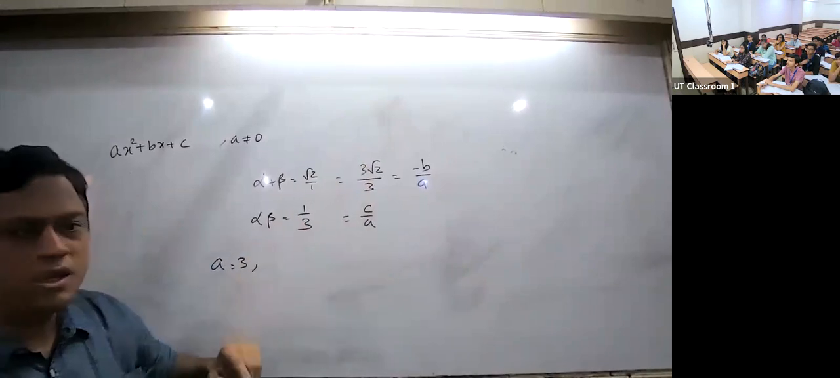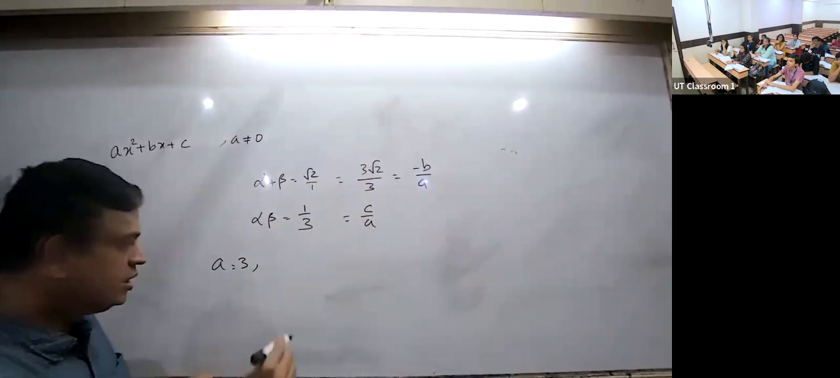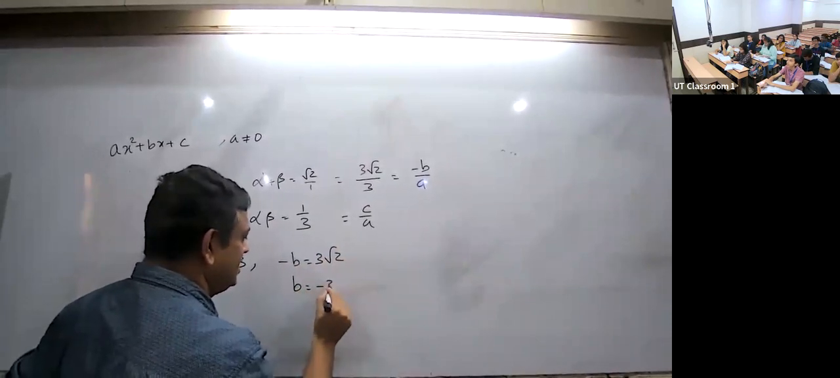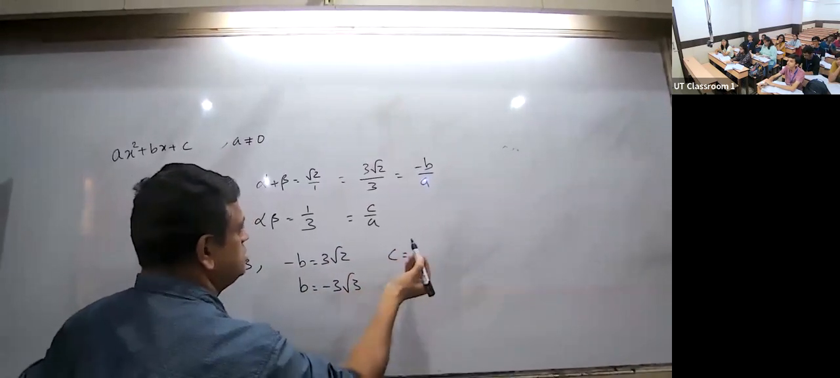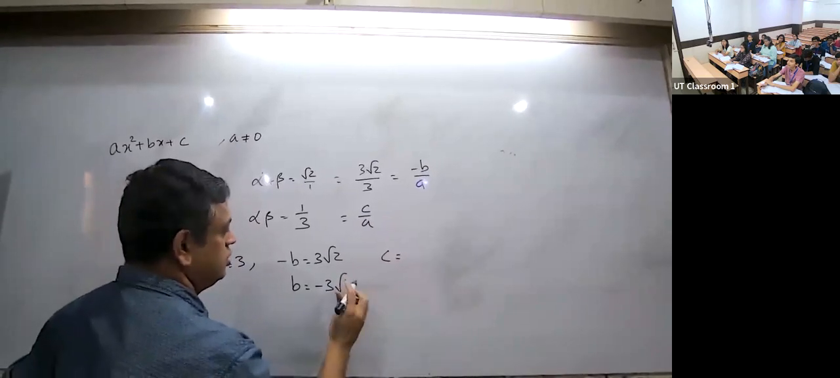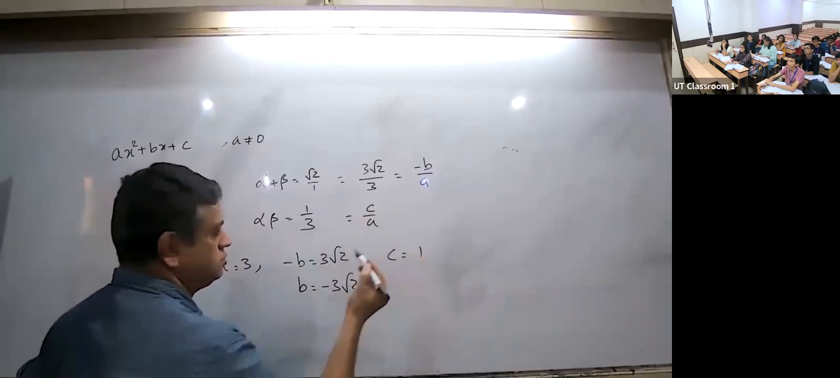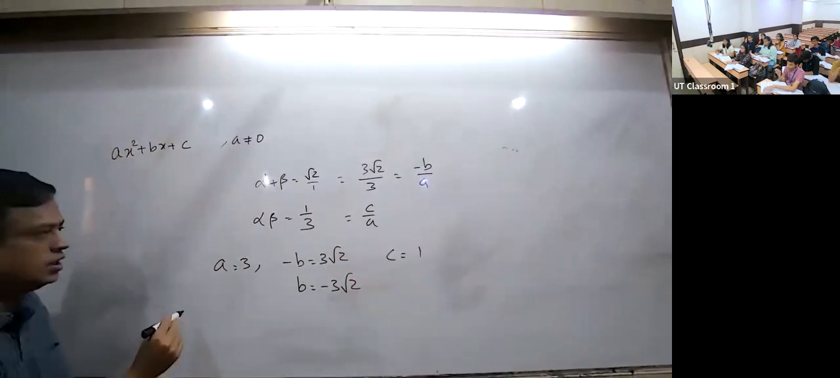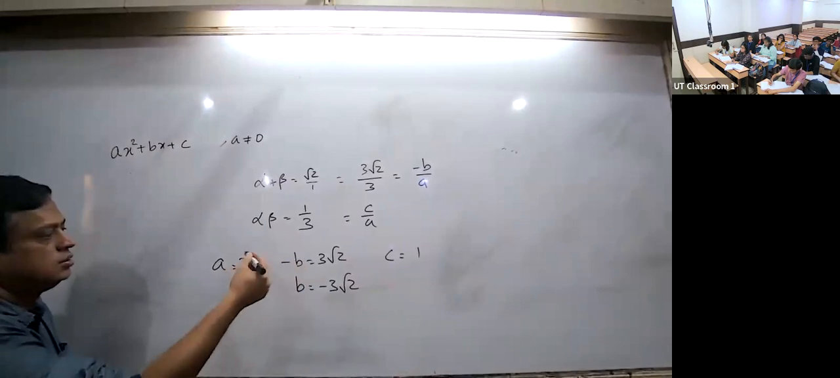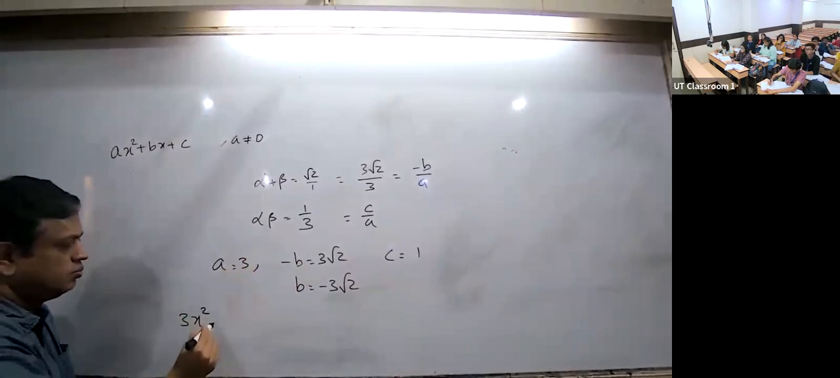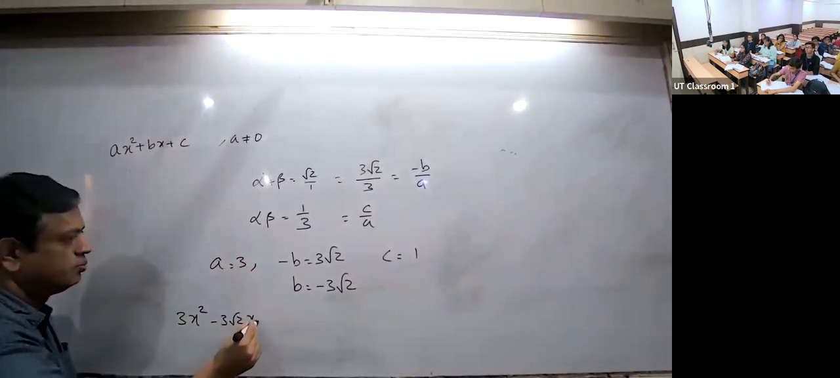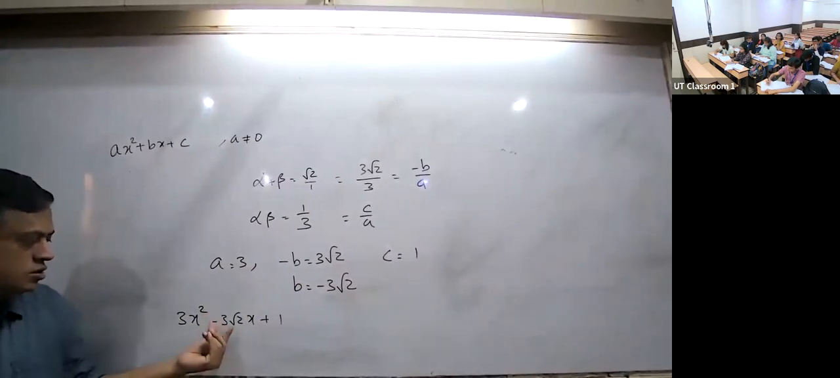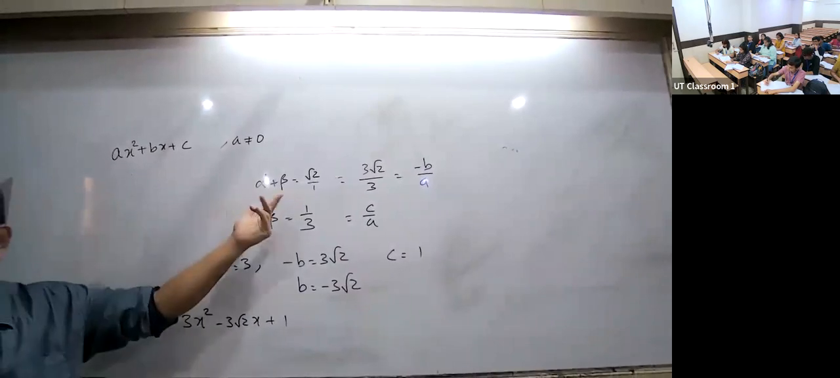What is the value of b? Minus b is equal to 3 root 2. Therefore, b is equal to minus 3 root 2. And what is the value of c? You got a, you got b, you got c. Replace. Therefore, what is the answer? A is 3. 3x square minus 3 root 2 x plus 1. You got it now? Check what is the sum of the zeros, minus b by a. The same thing will come.